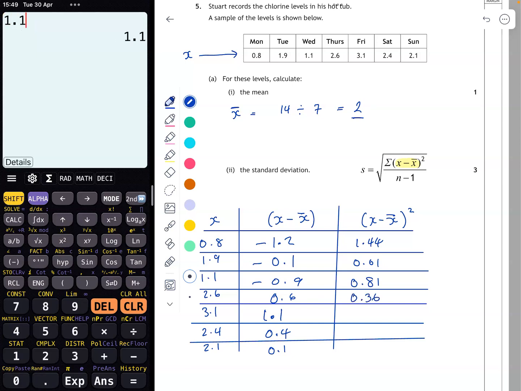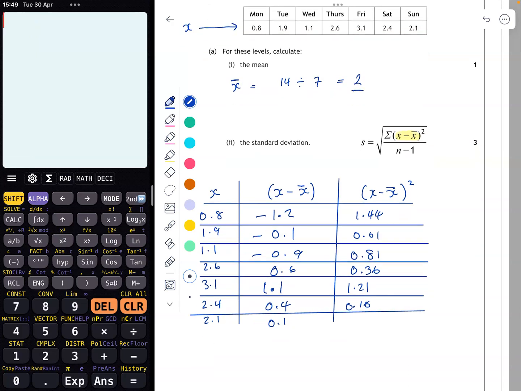So I'm going to do this for all of them. 1.21, 0.4 squared would be 0.16, and then 0.1 squared, we've already done that up here, 0.1 times itself, which was 0.01.